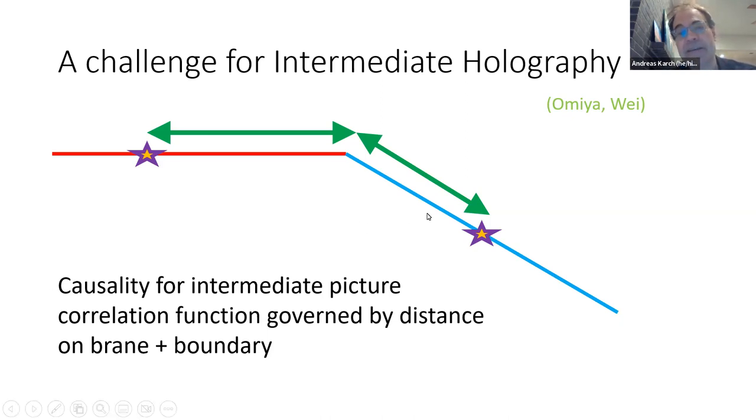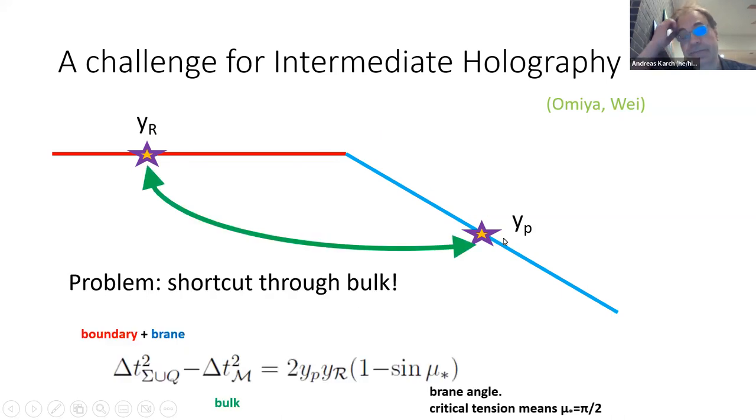You try to calculate a correlation function with one insertion on the bars and one insertion on the brane. From the point of view of this intermediate picture, the causality should be dominated by the distance between the point on the bars and the point on the brane in this intermediate picture geometry. So I walk along the red boundary, I communicate at the interface, and then I walk along the brane to get down to the point. But if I just look at this picture, it looks like it may be shorter to go through the bulk, and in fact it is.